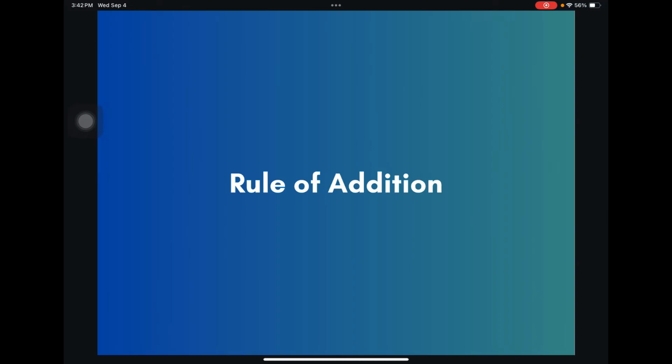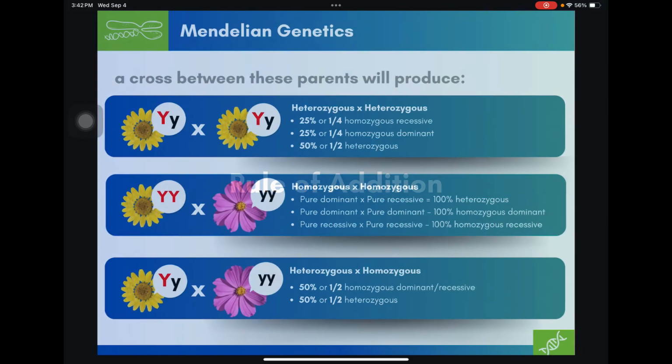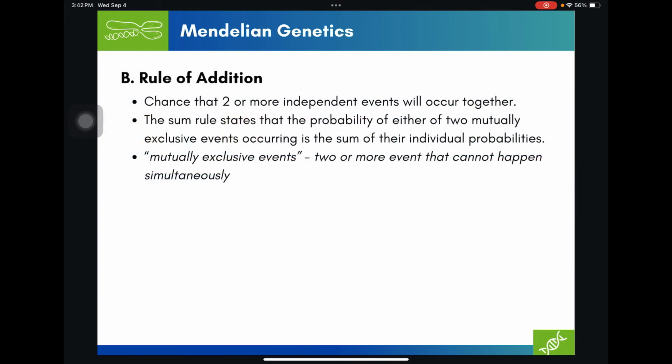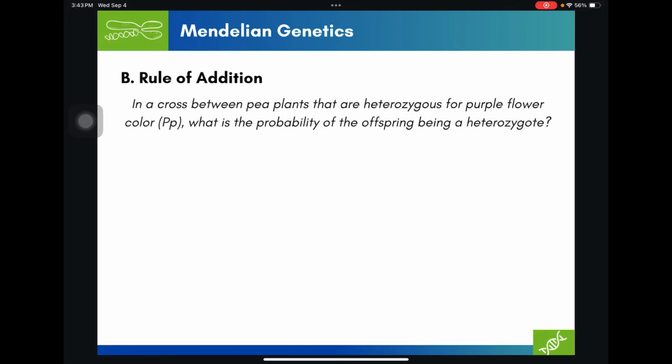In rule of addition, essentially they are just similar with the rule of multiplication, but from the name itself, of course, we use addition. So we will also be using our cheat sheets here, but just another definition: rule of addition is usually applicable for mutually exclusive events, meaning to say 2 or more events that cannot happen simultaneously. Let's have an example. In a cross between pea plants that are heterozygous for purple flower color, what is the probability of the offspring being heterozygote?